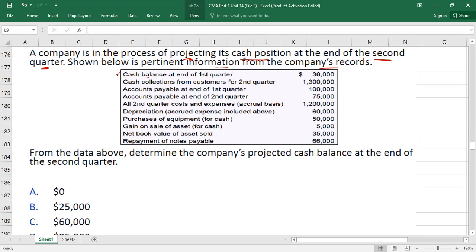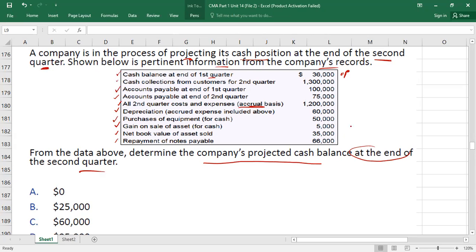So we have a cash balance at the end of the first quarter. It means it's a beginning balance. Then we have a cash collection from customers for the second quarter. We have accounts payable at the end of the first quarter and at the end of the second quarter. We have all second quarter costs and expenses, accrual basis. It's accrual based accounting expenses. We have depreciation. We have purchase of equipment for cash. We have a gain on sale of assets. We have a net book value of assets sold. We got a repayment of notes payable. So then what is the question? From the data above, determine the company's projected cash balance at the end of the second quarter. So you have to tell what is the cash balance.